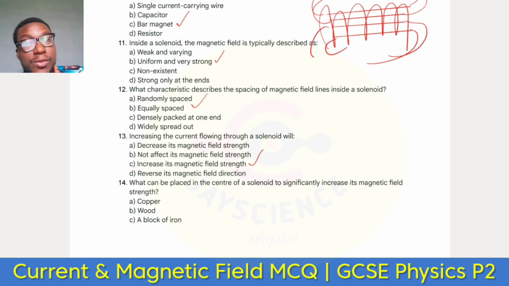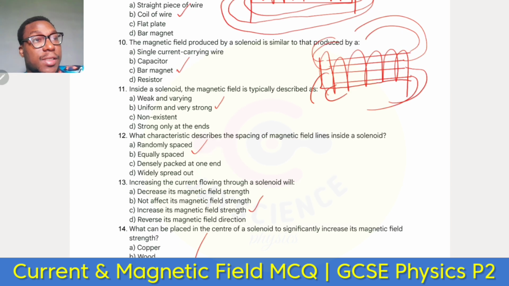14, which is the last question. What can be placed in the center of a solenoid to significantly increase its magnetic field strength? Yeah, that's a block of iron. If you place a block of iron right here, you're literally turning this from a solenoid to an electromagnet.